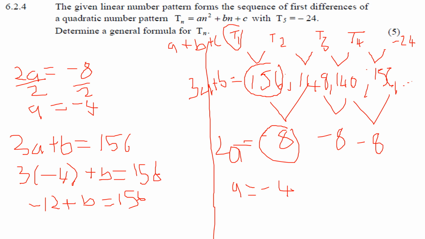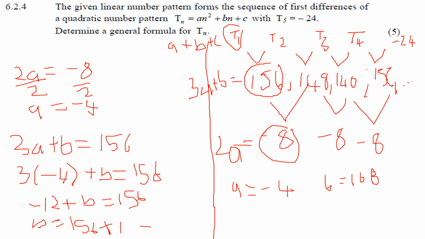Then when you transpose, b is equal to 156 plus 12. And when you put it in your calculator, you get how much? 156 plus 12 is going to be 168. So the value of b is going to be 168. Okay.